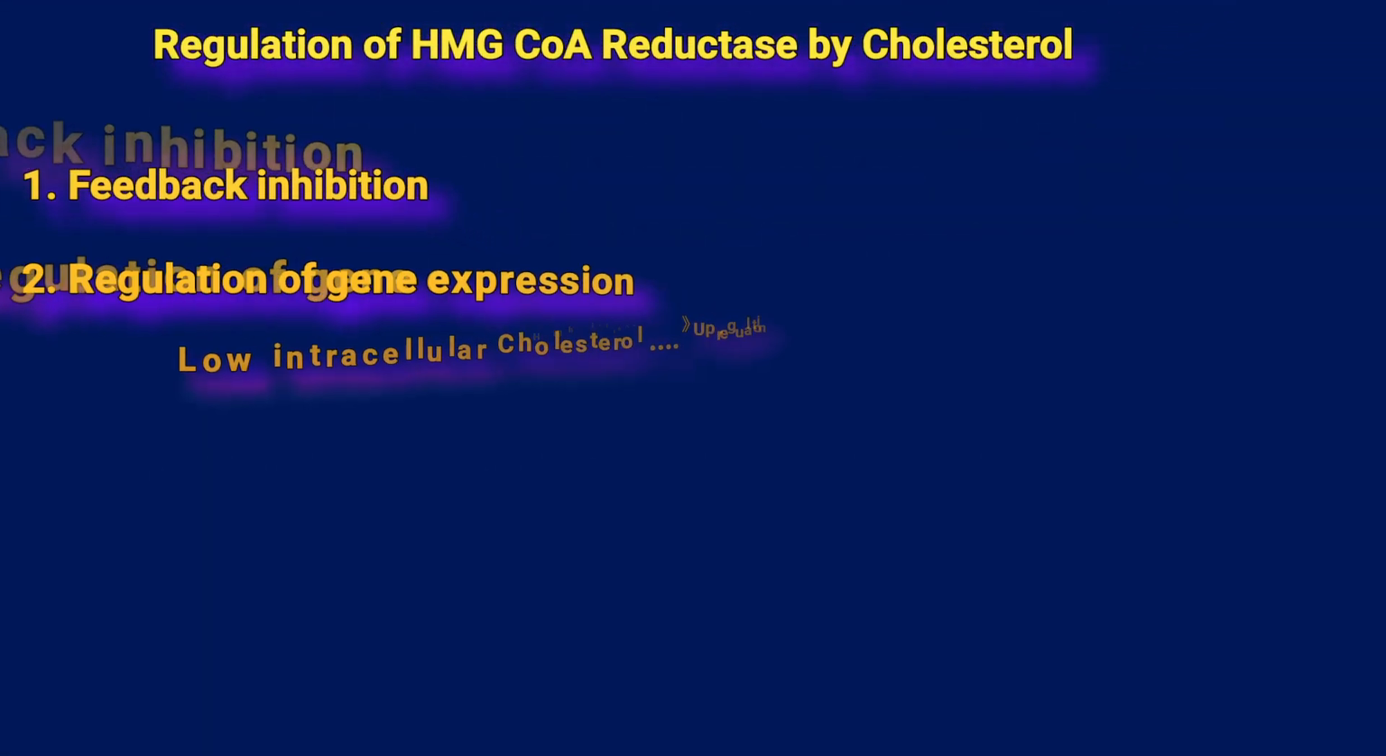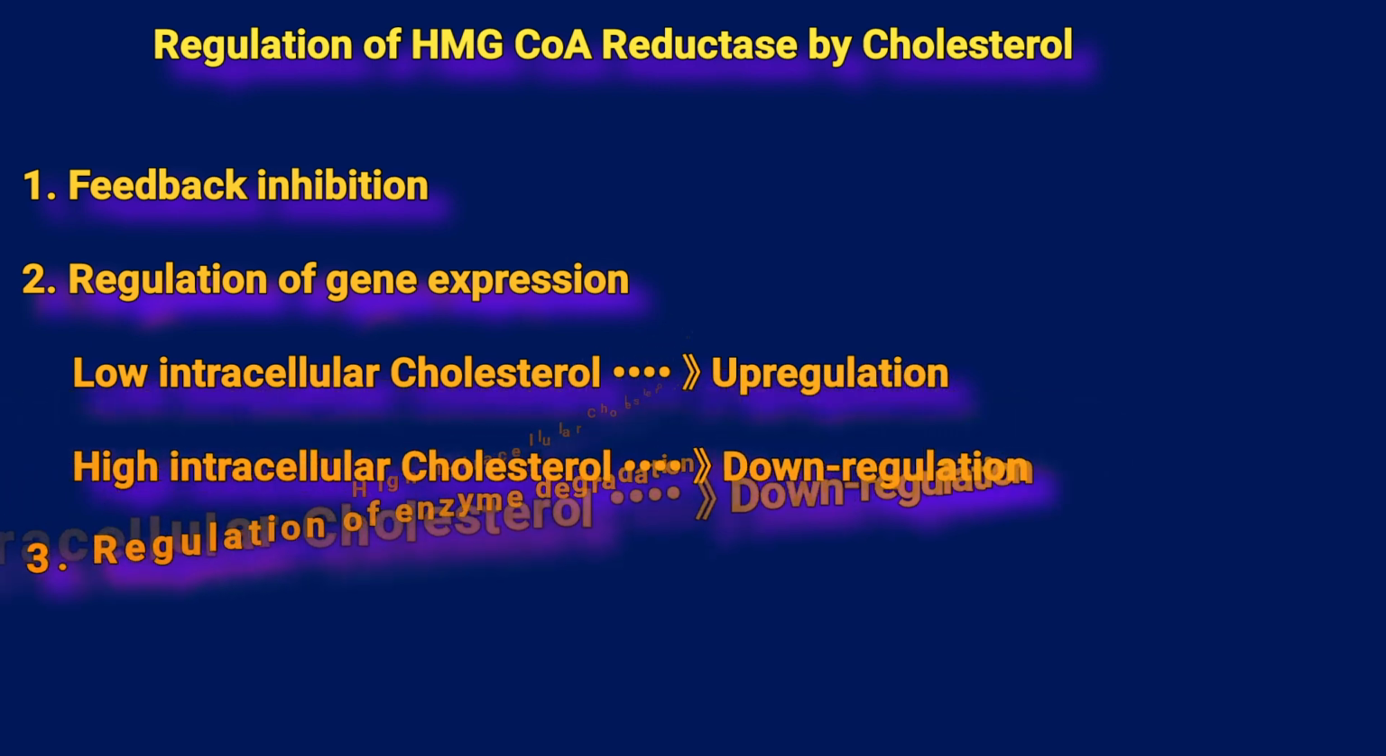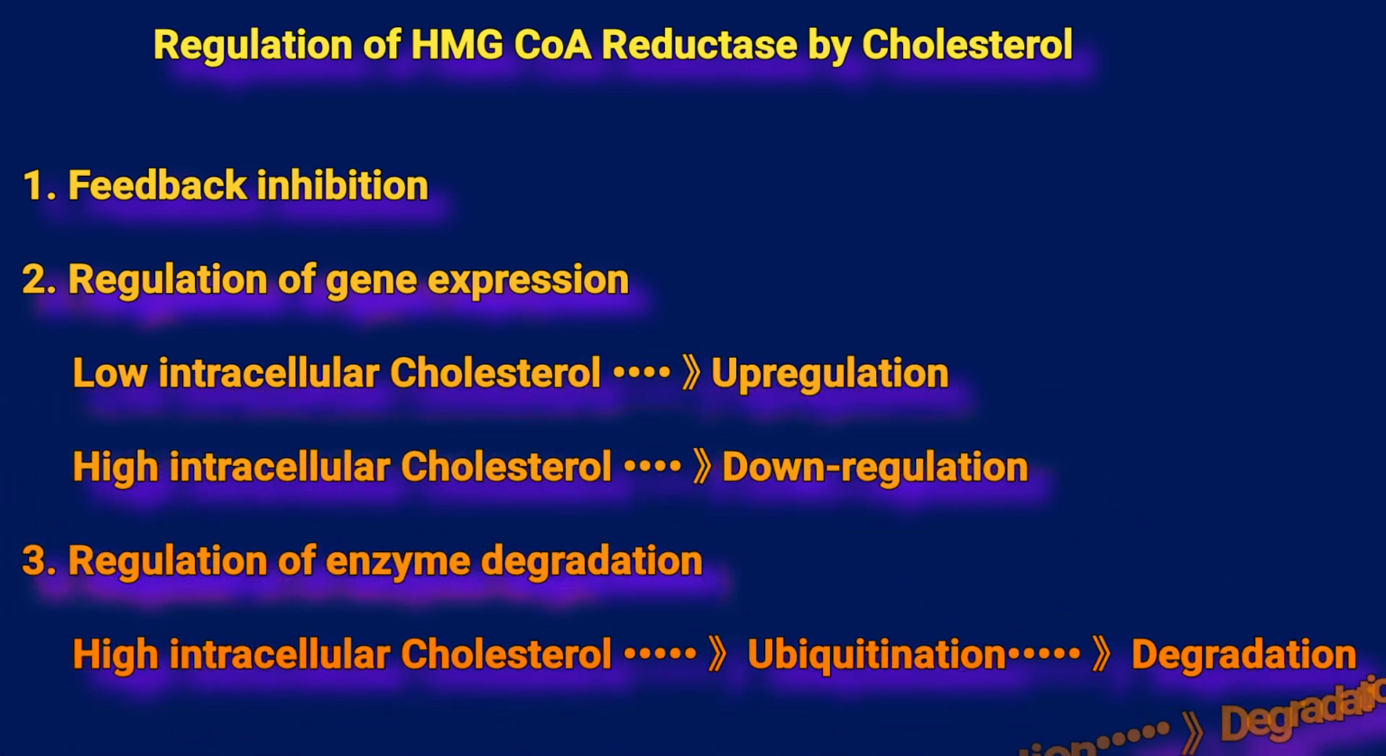As mentioned before, cholesterol is probably the most important regulator of its own synthesis through its regulation of HMG CoA reductase. It can do that in at least 3 distinct ways. The first one being a feedback inhibitor of the enzyme.